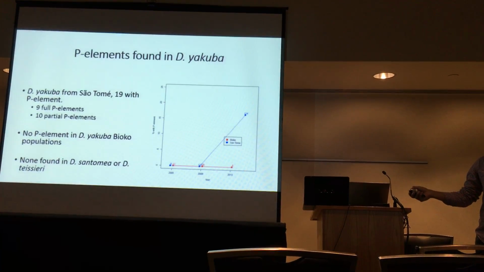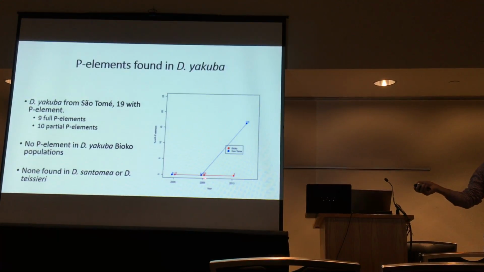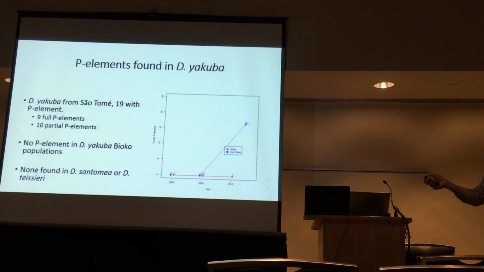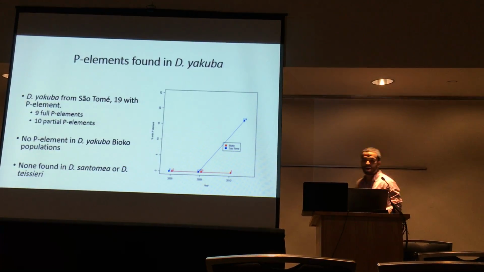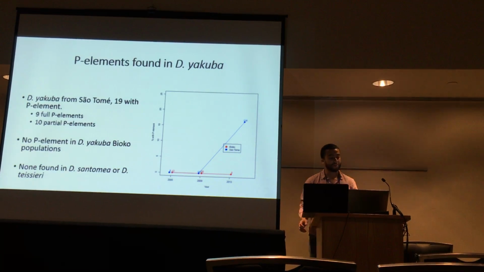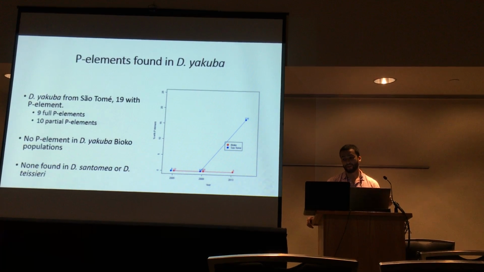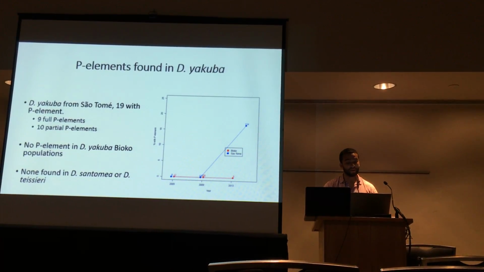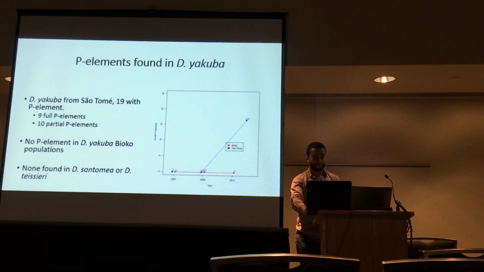But when I broke it down by just location in São Tomé, the island, I saw that between 2009 and then a little bit past 2013, so the most recent collection last year, 2015, I saw about 20% occurrence of a P element within the species, and it was 114 total lines that I tested from that particular location. And it was 9 full P elements, while 10 of those were partial, and no P elements were found in Bioko, and none were found in santomea or teissieri.